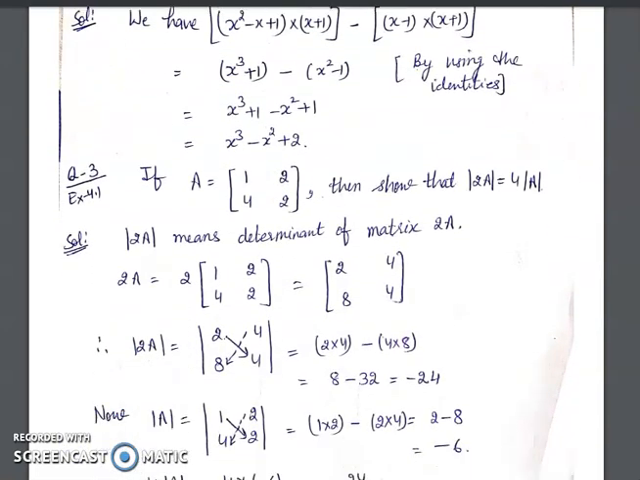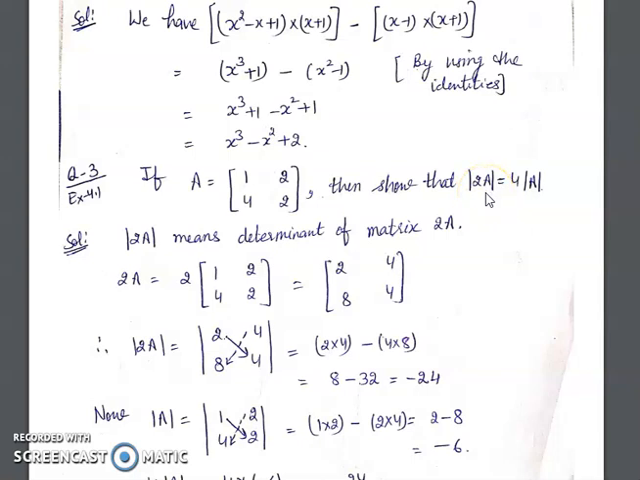Take one more example, question number 3 of your exercise 4.1. If matrix A is equal to 1, 2, 4, 2, then show that determinant of twice of A is equal to 4 times determinant of A. Look here carefully. The given is the matrix and we have to find out, in the left hand side, the value of determinant of twice of A.